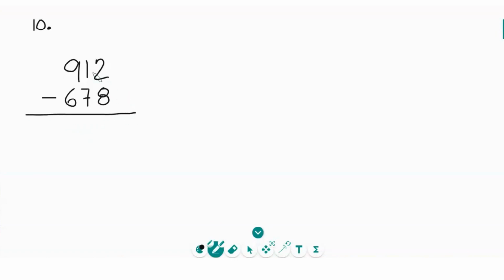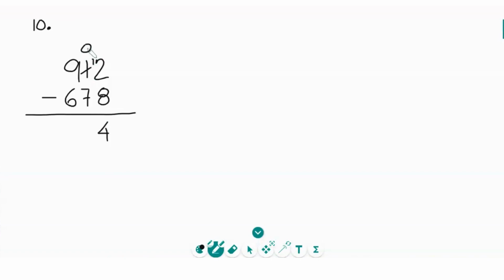There you go. So 2 and 8, again, it is a similar situation as before. So 2 will become 12 and 1 will become 0. So 12 minus 8, that will be 4. Now let's check. 8 plus 4, that is 12.